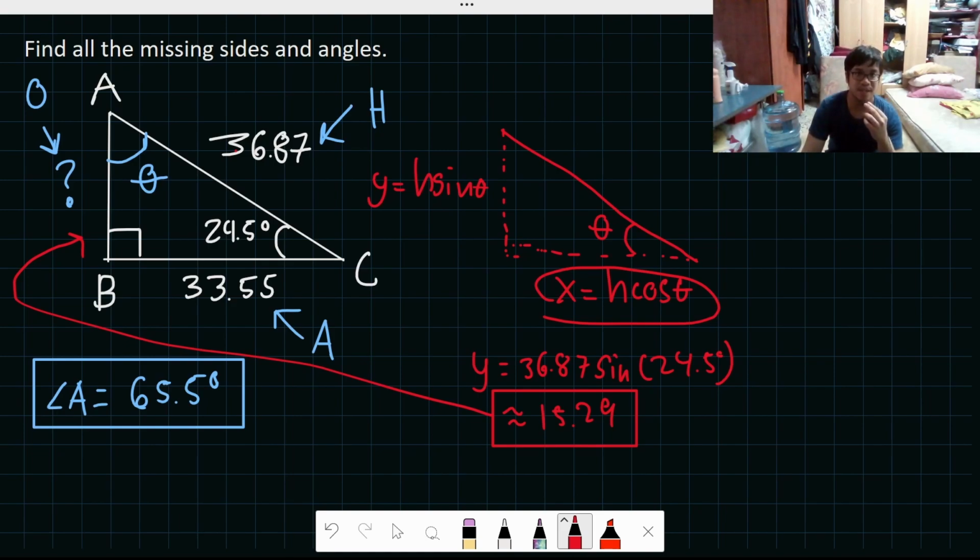We're done for our test 5. And the next test, that would be our last test, which is basically real life applications of right triangle trigonometry. And that will be all.